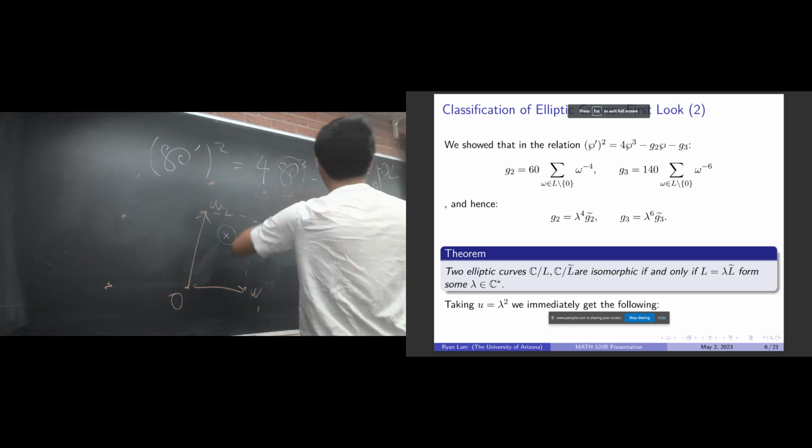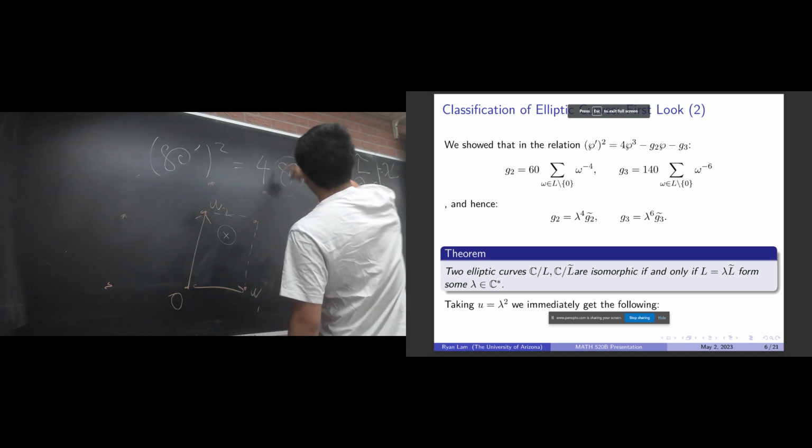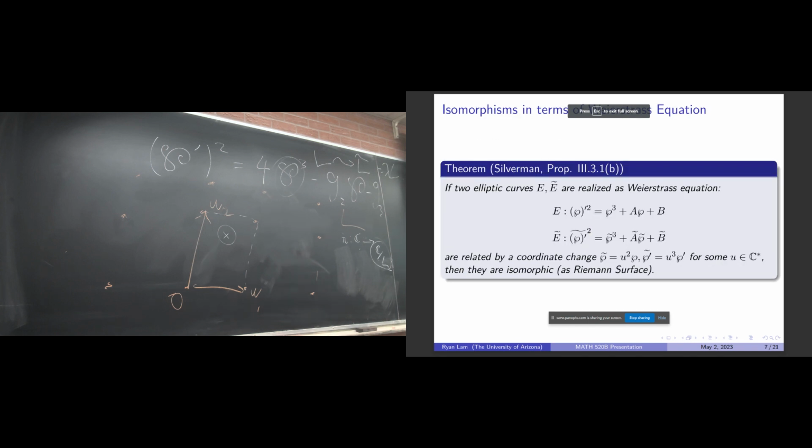So that means that the Weierstrass function and the G2 and G3 will change accordingly. So I would denote the new Weierstrass P to be P tilde, G2 tilde, etc. Okay, just keep that in mind. Okay, so taking u, another complex number, to be lambda squared, we will immediately have the following corollary.